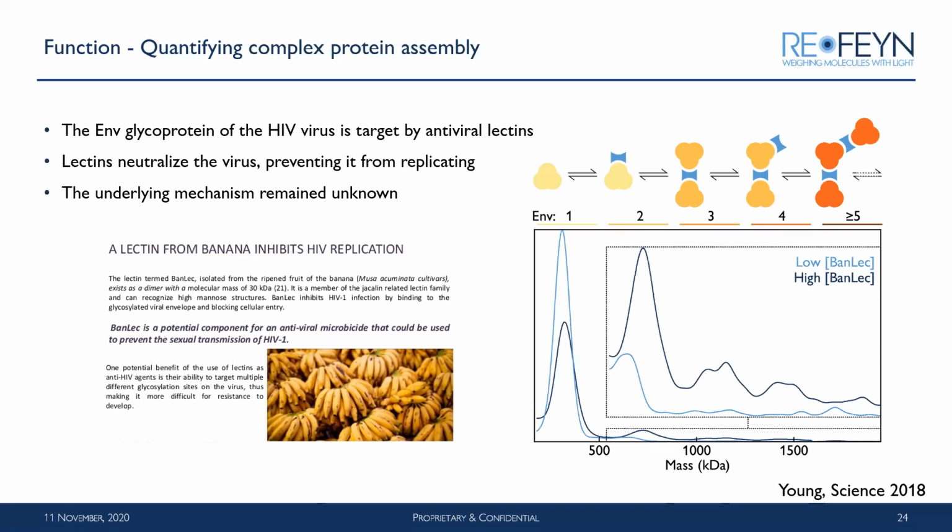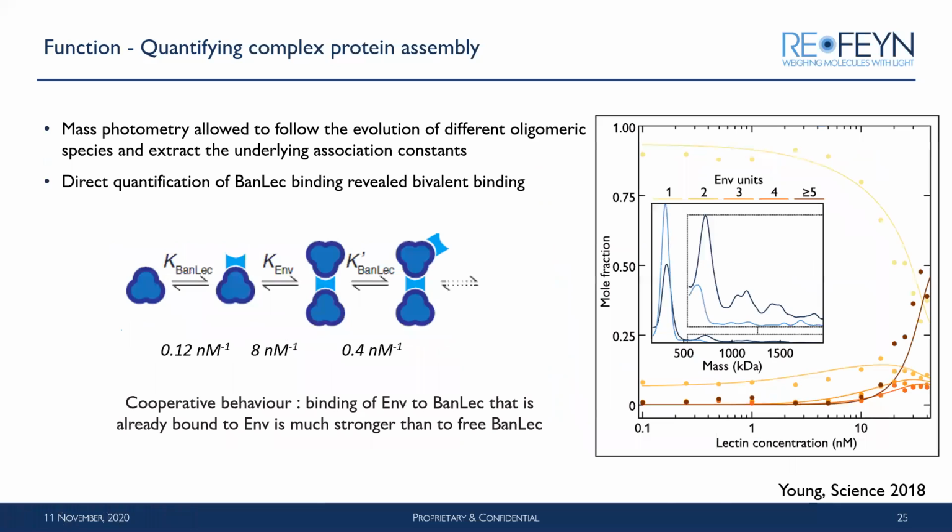And what you can observe is basically all those species in our mass photometry, even if they are at rare amounts. And you can quantify their relative concentrations, and then from their concentrations, basically come up with the mechanism of how they assemble. And this is exactly what was done here.